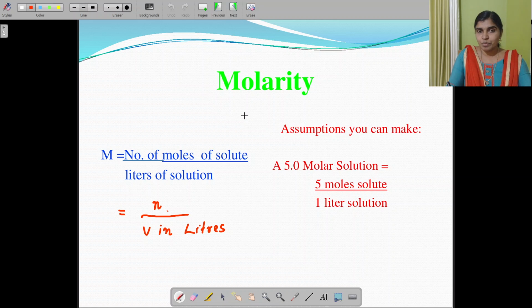And the next one is molarity. What is meant by molarity? It is the number of moles of solute dissolved per liter of the solution. So for 1 liter, how much? In 1 liter, how many moles of solute are dissolved? The answer is molarity. Once more, the definition: the number of moles of solute divided by the volume of solution in liters. That is the mathematical expression.